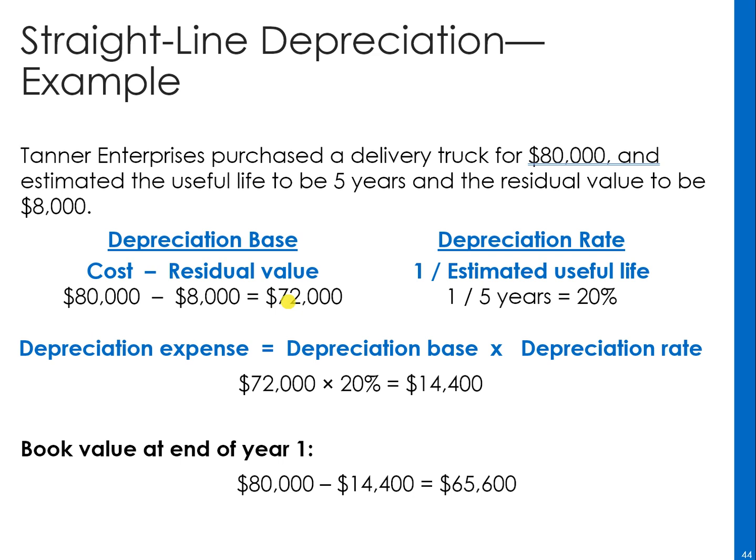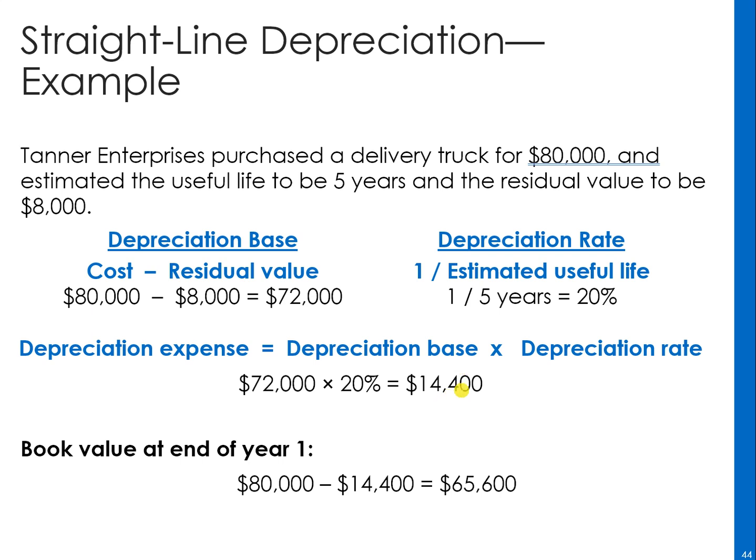So the annual depreciation, 72,000 divided by 5, is $14,400 annual depreciation expense. Or you can calculate the other way. We can calculate the annual depreciation rate, because we can use it for 5 years. The annual depreciation rate is 1/5, or 20%. 20% multiplied by the base is going to give us the same amount of annual depreciation.